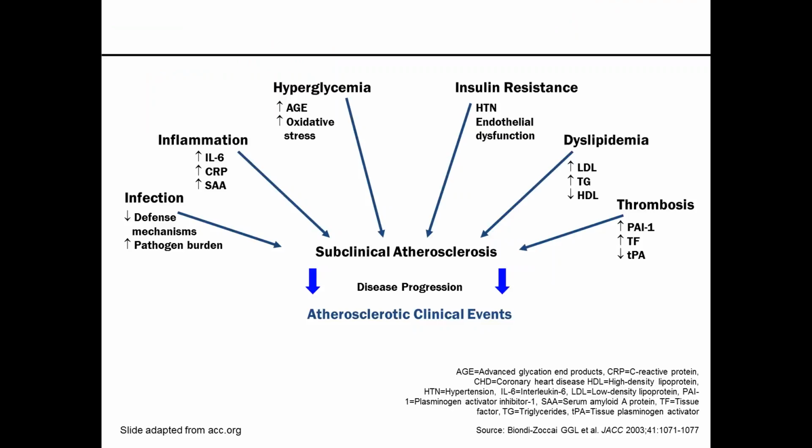And this is just a busy slide for those of you who like your basic sciences, but these are all the different factors that come into play when we're looking at what causes heart disease in patients with diabetes. One of them is infection, which we don't really think about, but everybody should be getting their annual flu shot, because when you are exposed to infection, your defense mechanisms are down, you're exposed to bacteria and virus, and when your defenses are down, that can lead to increased inflammation, and over time leading to narrowing of the arteries.